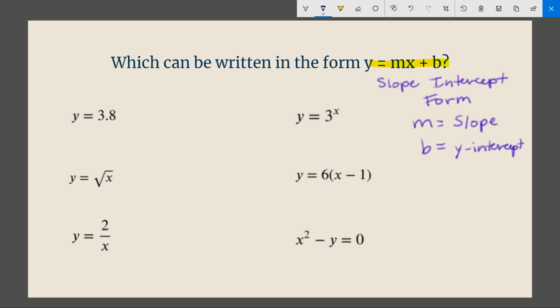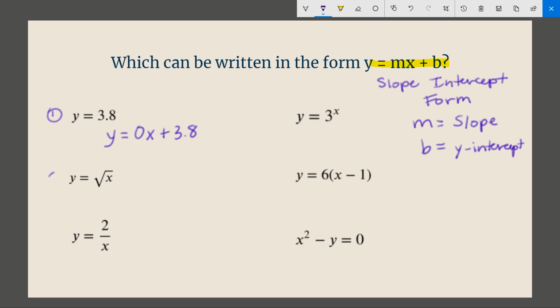So you graphed a lot of equations like this last year, and we're still going to be working with graphing equations in slope-intercept form. If we look at this first equation right here, y equals 3.8. Okay, this can be written in y equals mx plus b if we do a little work and rewrite it as y equals 0x plus 3.8. It's just that the slope of this line is 0, which means it's a flat horizontal line that goes through the y-intercept 3.8. So this one is linear, and yes, it can be written in slope-intercept form.